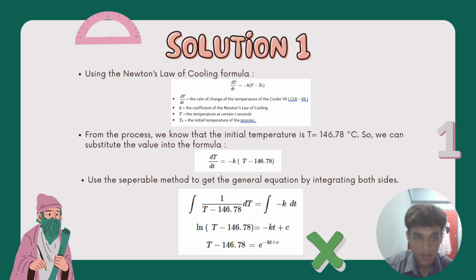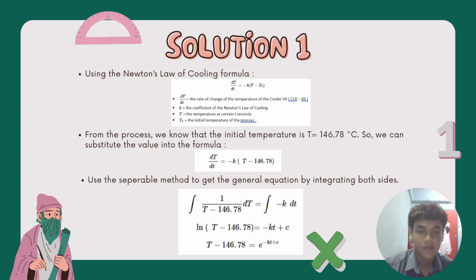From the process, we know that the initial temperature is 146.78 degrees Celsius. So we can substitute the value into the formula, which is dT over dt equals negative k in bracket T minus 146.78.